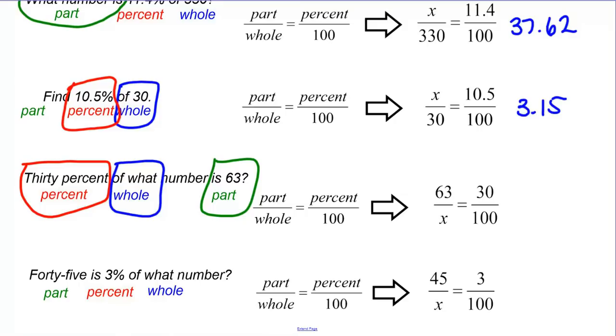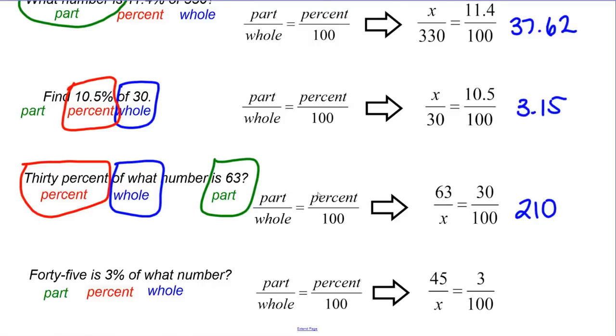So again, I use my percent proportion. 63 out of what equals 30 out of 100. And again, I use the cross products to solve this. And when you solve this, X is 210. So 30% of 210 is 63.